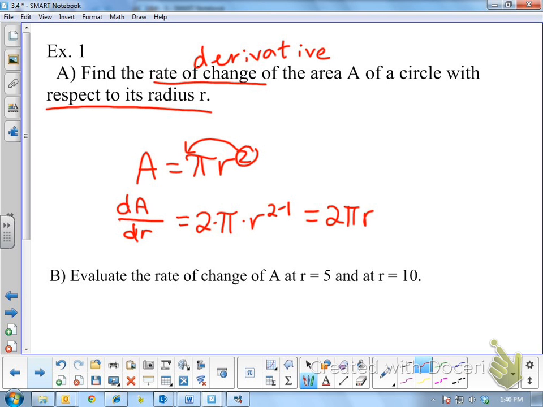Which is kind of cool because what other formula is this for a circle? Circumference. The derivative of the area gives you circumference. Same thing happens with the sphere, the volume of the sphere. If you take the derivative, it gives you the surface area equation. So they're actually related. I know. I'm a witch.